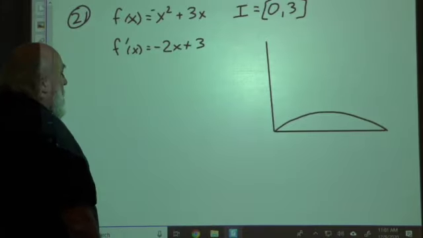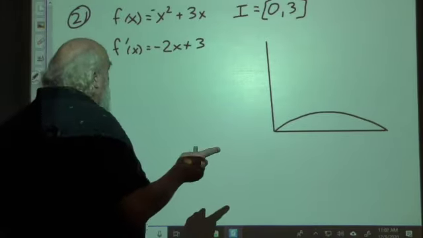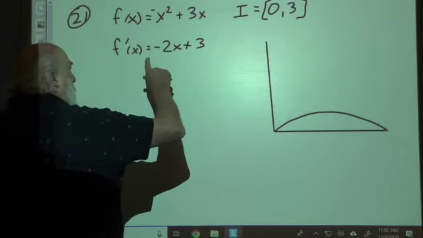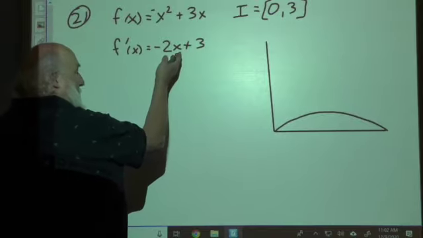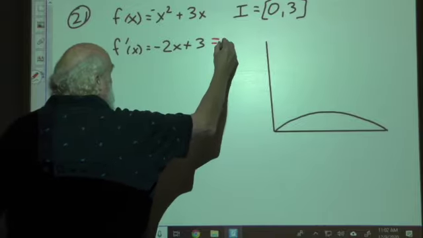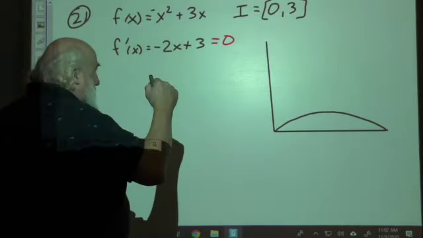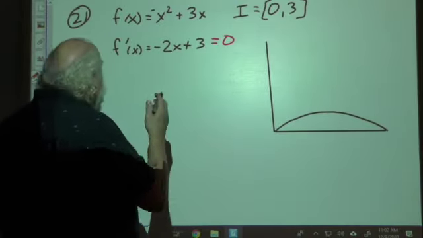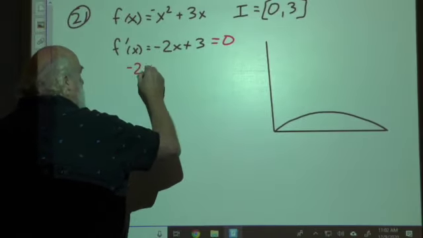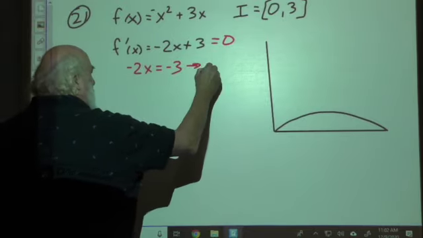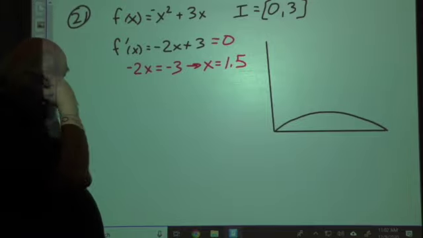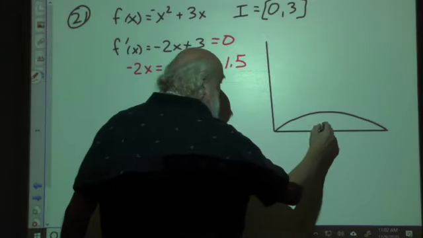Now, to find the critical point, you have to set your slope equation equal to 0. This is not a straight line because it's got a variable in there. So we're going to set that equal to 0. I'll do this in red because it's critical. It's really important. Anyway. So move the 3 over there, get -2x equals -3, and that gives x equal to 1.5. Okay? So 1.5 is right about there.